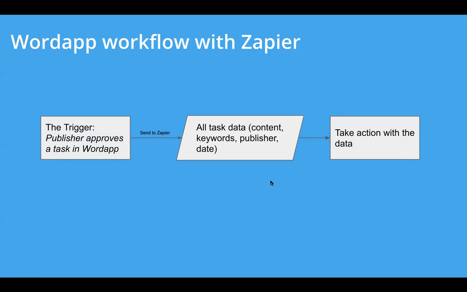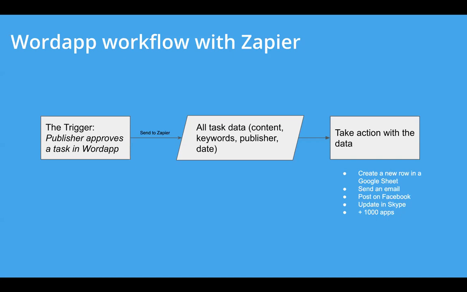You can start doing different actions. For example, you can create a new row in a Google Sheet. You can send an email. You can post it on Facebook. You can do an update in Skype or any of the 1,000 other apps that are integrated with Zapier and that have actions set up for them.